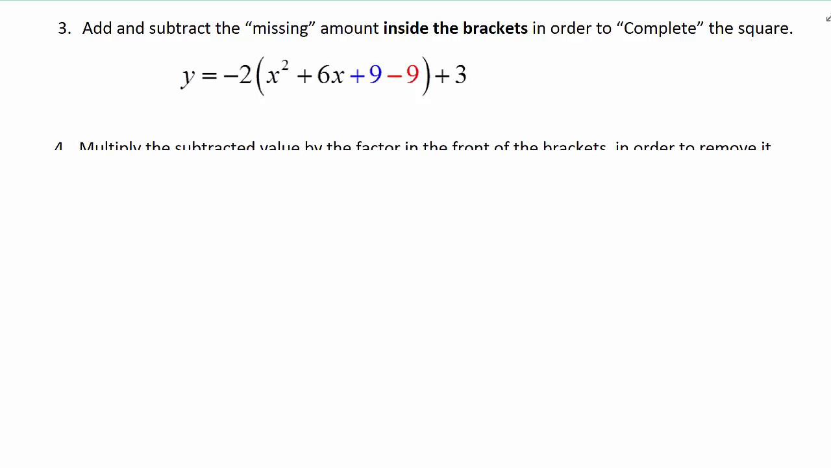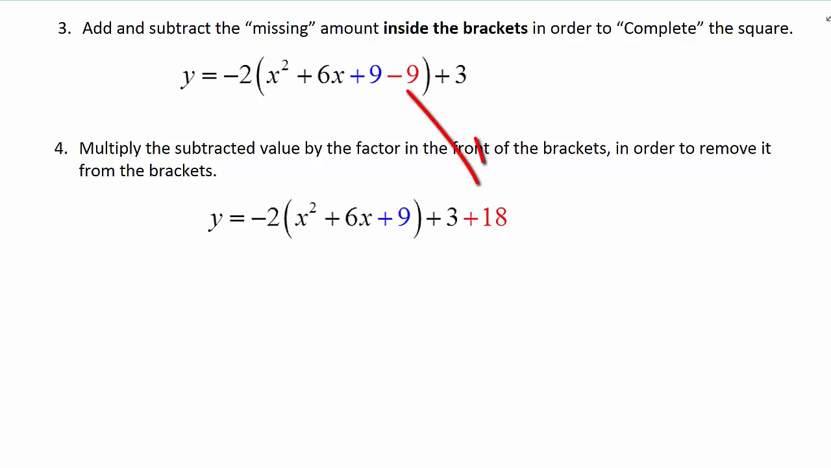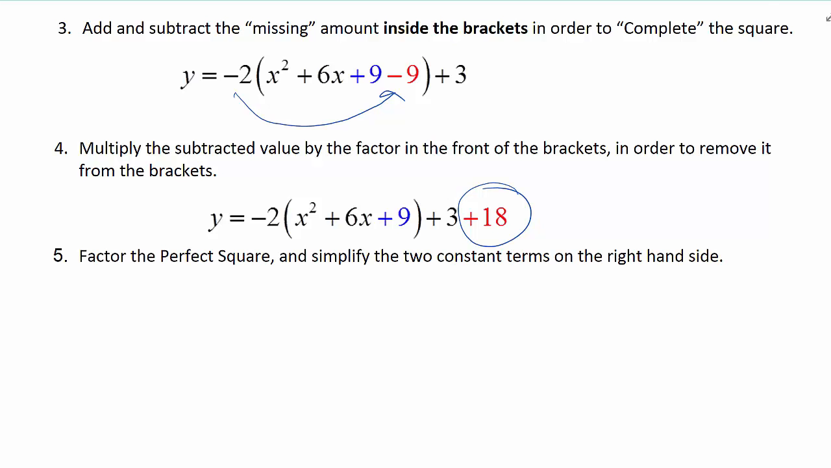The next thing to do is to multiply the subtracted value by the factor a, which is out in front of the brackets, in order to remove it from the brackets. I want that negative 9 to come out of these brackets so that all that's left in there is the perfect square trinomial. So to take the negative 9 out, I multiply it by negative 2. And of course, negative 2 times negative 9 gives me positive 18. Step 5, factor the perfect square and simplify the constant terms that are outside of the brackets, giving me negative 2 times x plus 3 all squared plus 21.